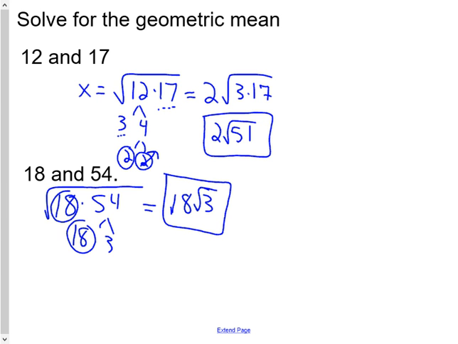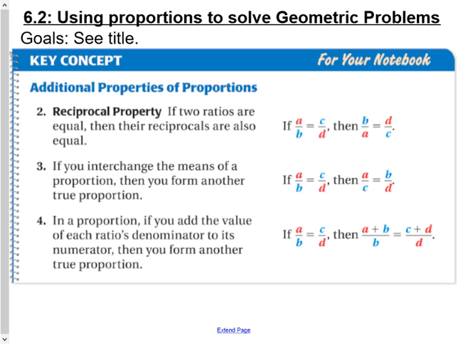Next up, we're moving on to lesson 6.2, which is more about properties of proportion. You might be like, wait a second here, you start at number 2. What's the first property of proportion? The first property is if A over B equals C over D, then AD equals BC. We can cross multiply as the first property. So we've got 3 other properties.